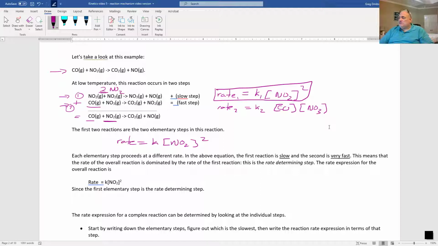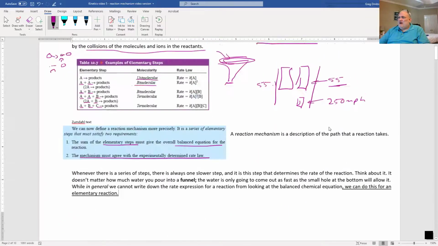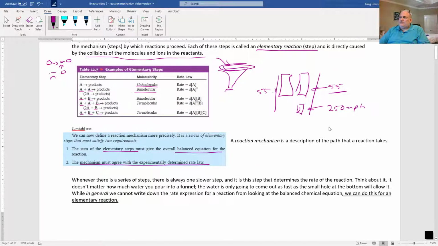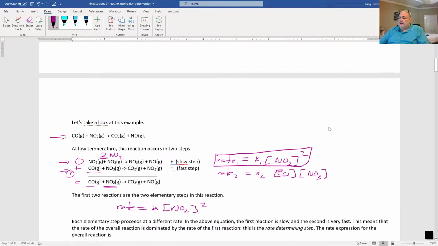So what's really kind of cool about this is that if you have elementary steps, you can actually write the rate law from the slow step, and you can write it from the molecularity. Molecularity means how many things are banging into each other and the coefficients. And to remind you here, the different molecularities, in this case right here, we'd be having 2 of the same thing. This would be a bimolecular elementary step.